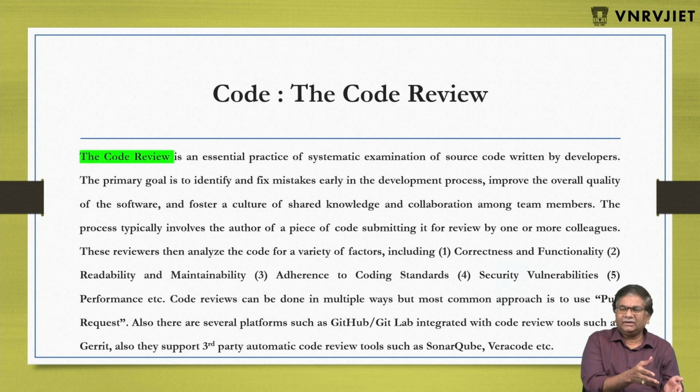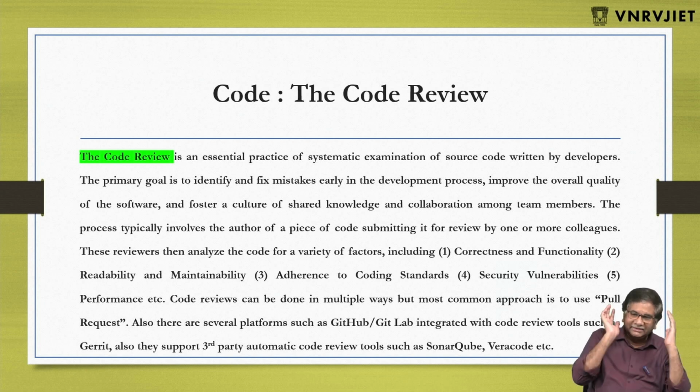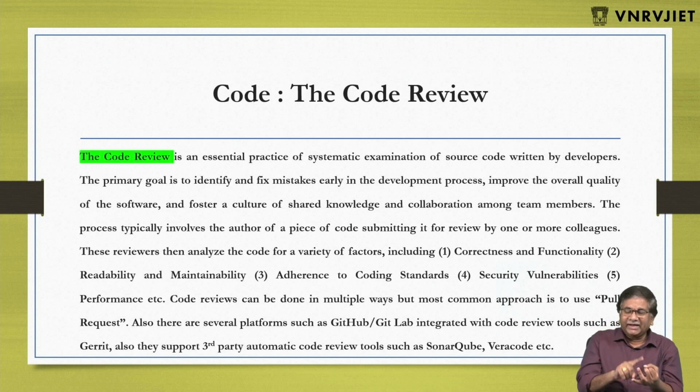Like I just said, my code is going to be reviewed by a peer. So he gets to see my code, how I am writing, and with that, there are two good things. One is he will identify issues in my code because it's a different set of eyes. Second thing is he understands, okay, this is being done by this guy, Satya. This is what he's doing. It's knowledge sharing, free knowledge sharing, right? So that could also happen as part of code review. The process typically involves the author of a piece of code submitting it for review by one or more colleagues.